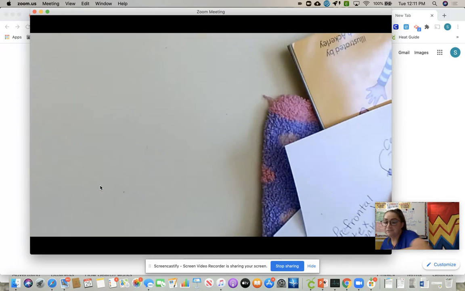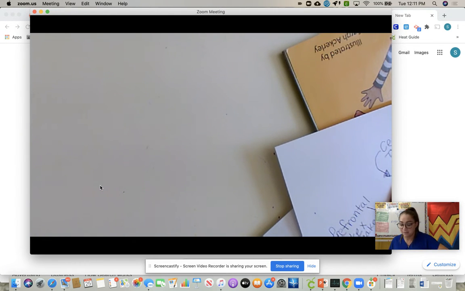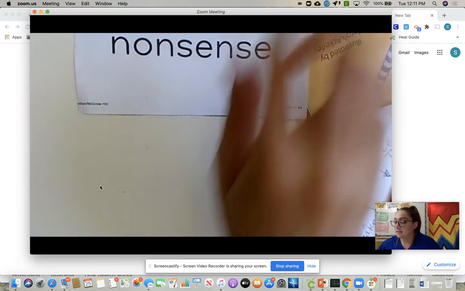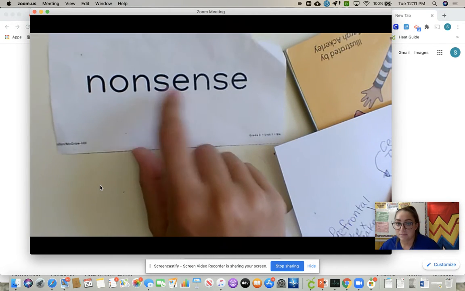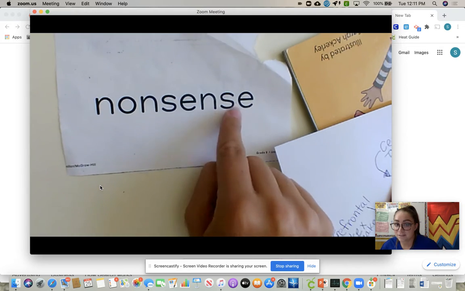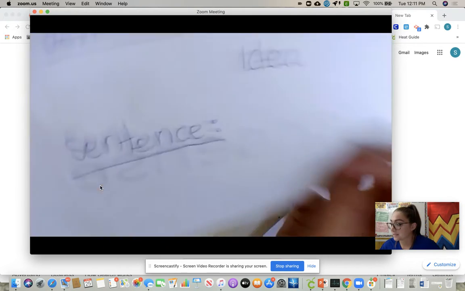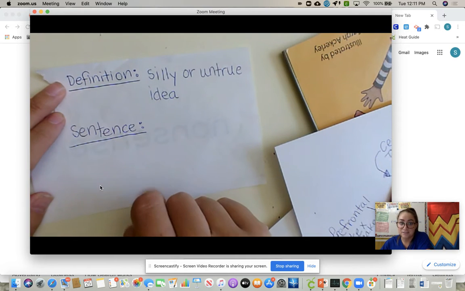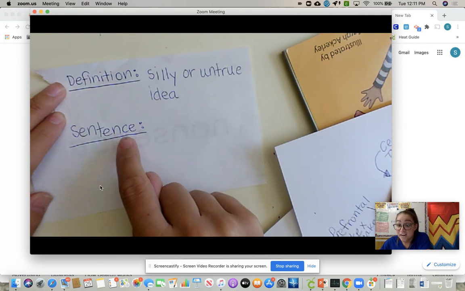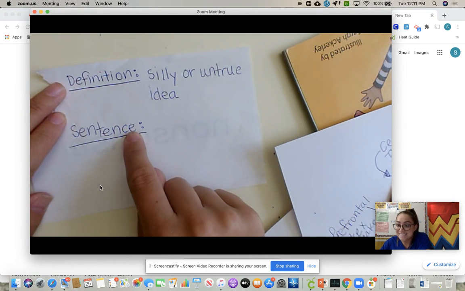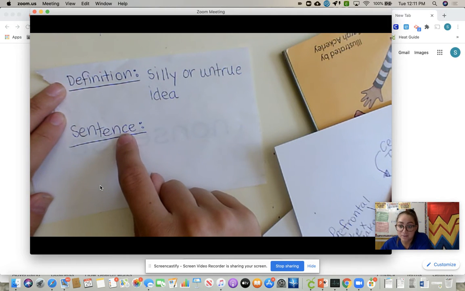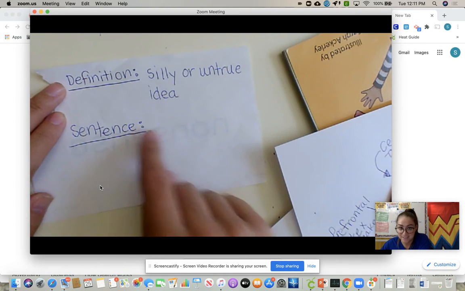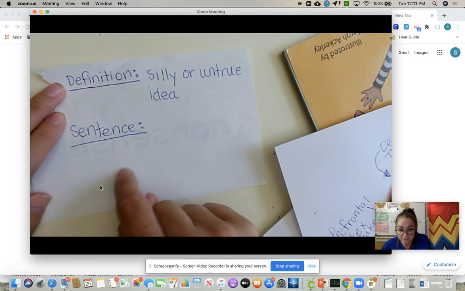We wrote the definition, and they helped me come up with the definition for each of the vocabulary words. So this is where I want you to pause, because I'm not going to leave it there for long. So here's nonsense. And on each card, they write definition and sentence. Their homework is to write a sentence for each word on the back, but they need the word in it. So nonsense has to be in their sentence.